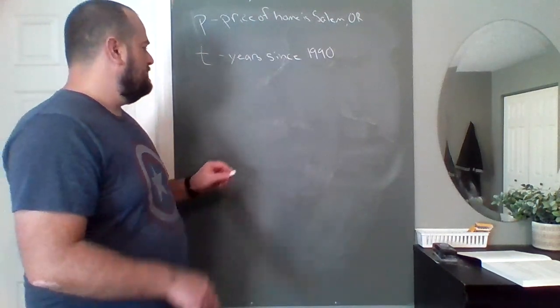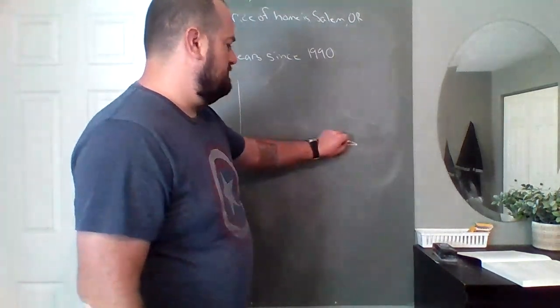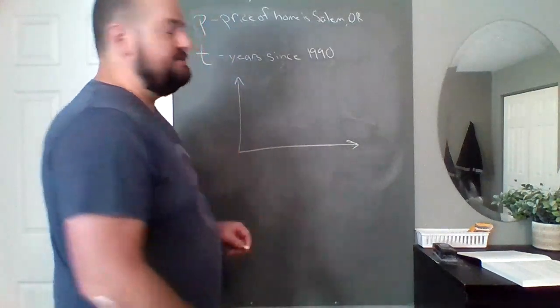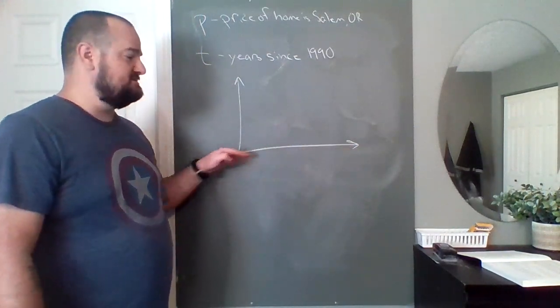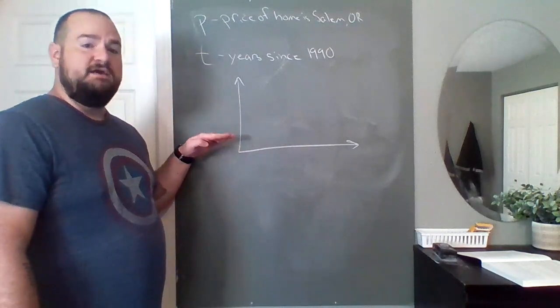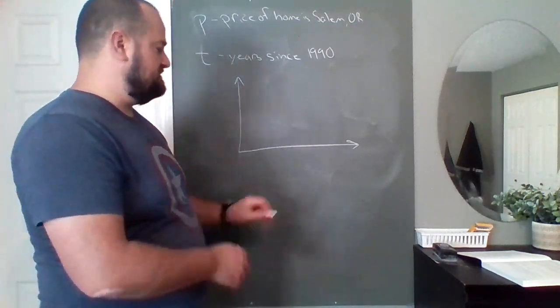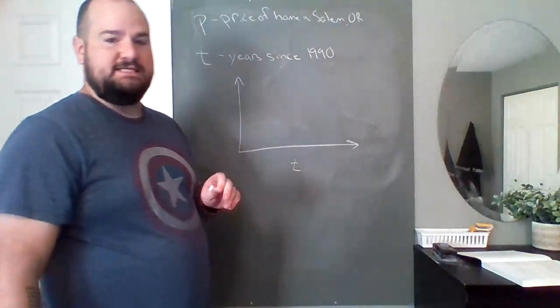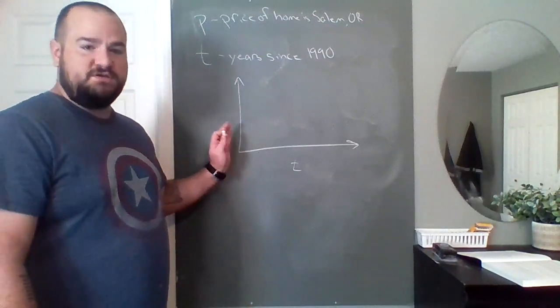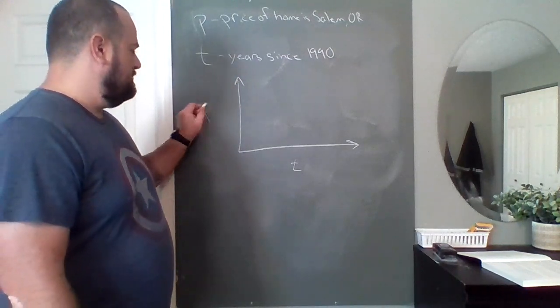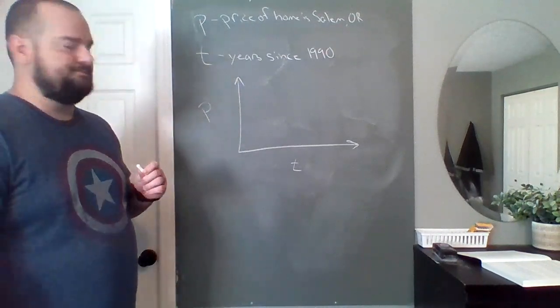So, when we draw our graph, the independent variable is always on this axis. This horizontal axis is always our independent variable. So this is going to be our t. Okay? And our vertical axis is always our dependent variable. And so in this case, p.